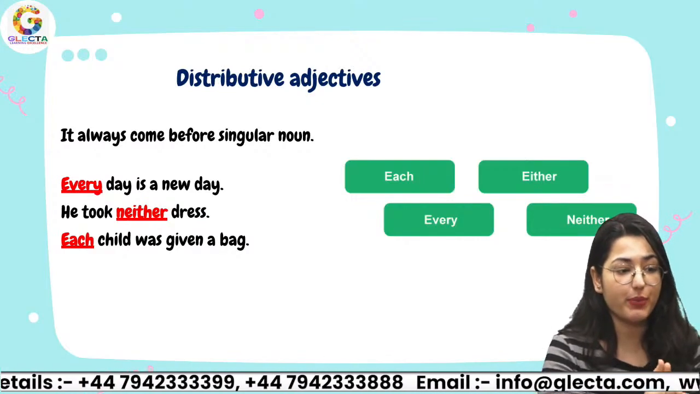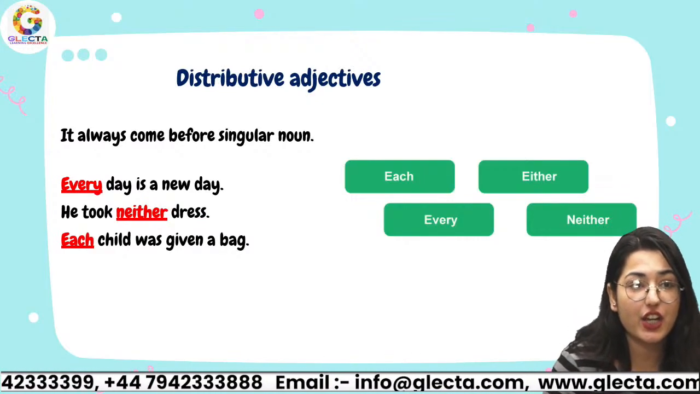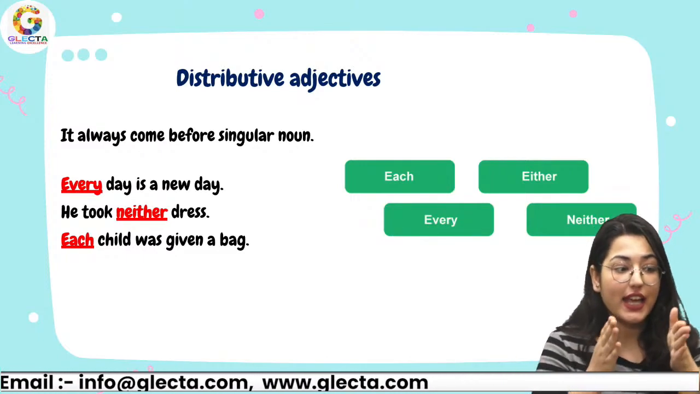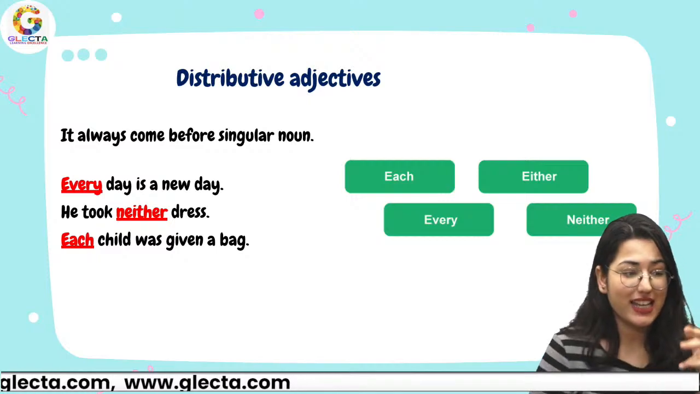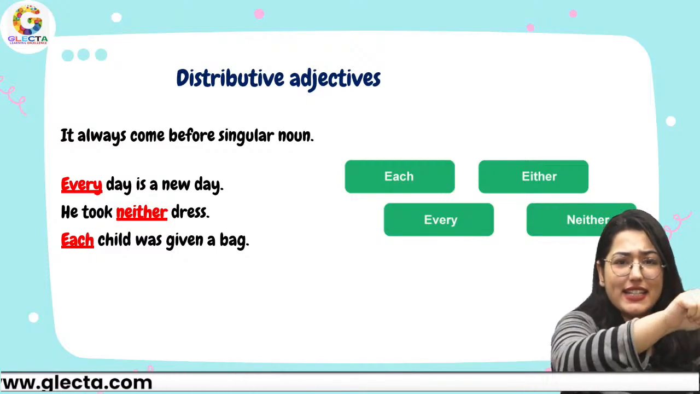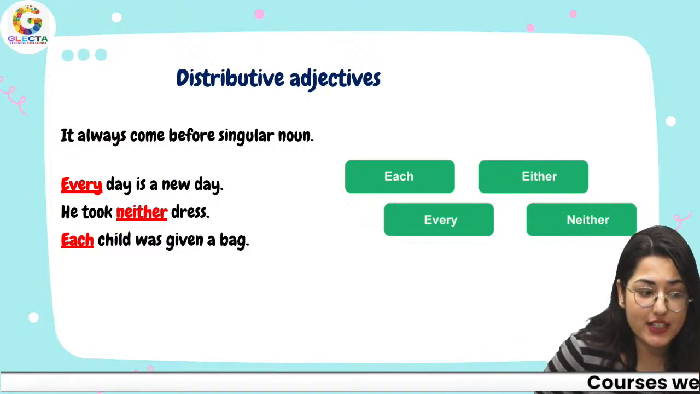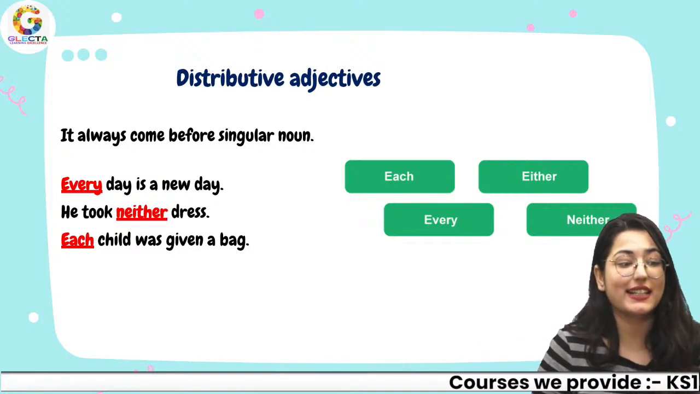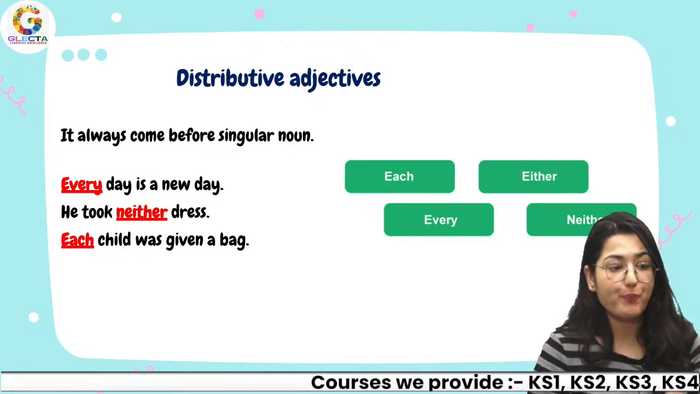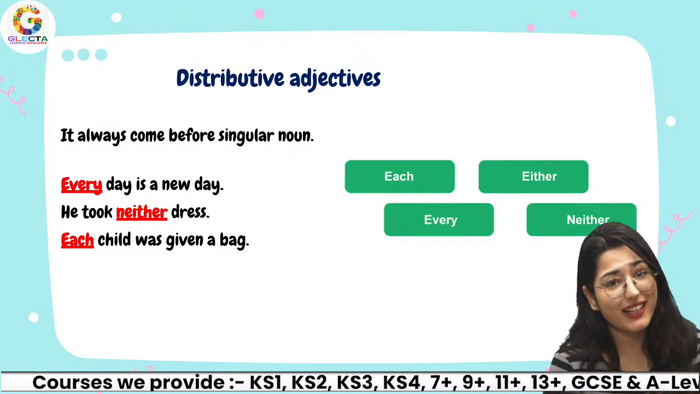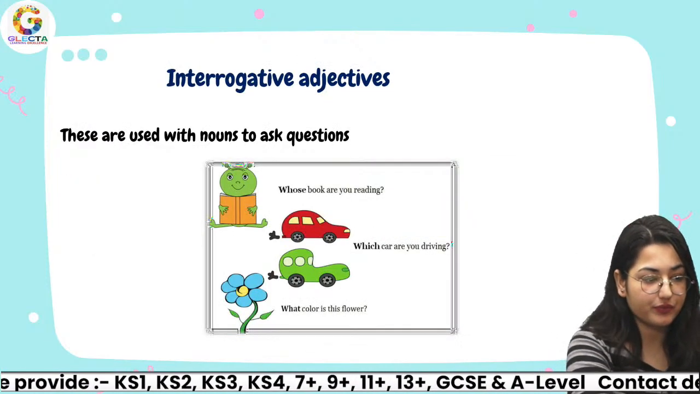Next is distributive adjective. Here, you need to say every day is a new day. He took neither dress. Each child, it means it is talking about each and everything. Okay, when I'm saying that every day is a new day, or when I'm saying he took neither dress, distributive adjectives are like that. Each, either, every, neither.